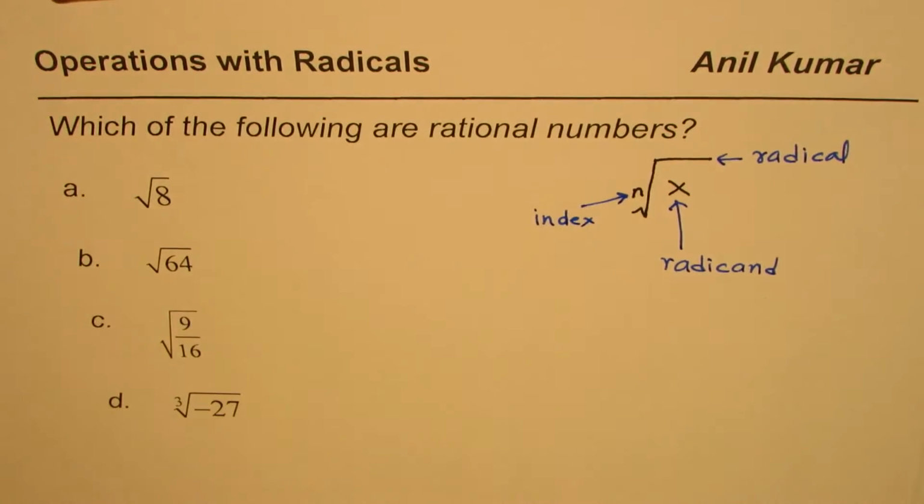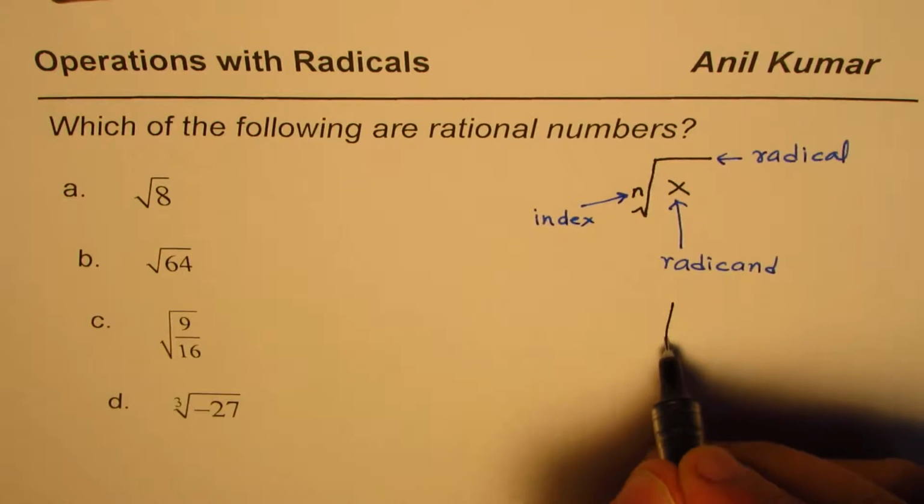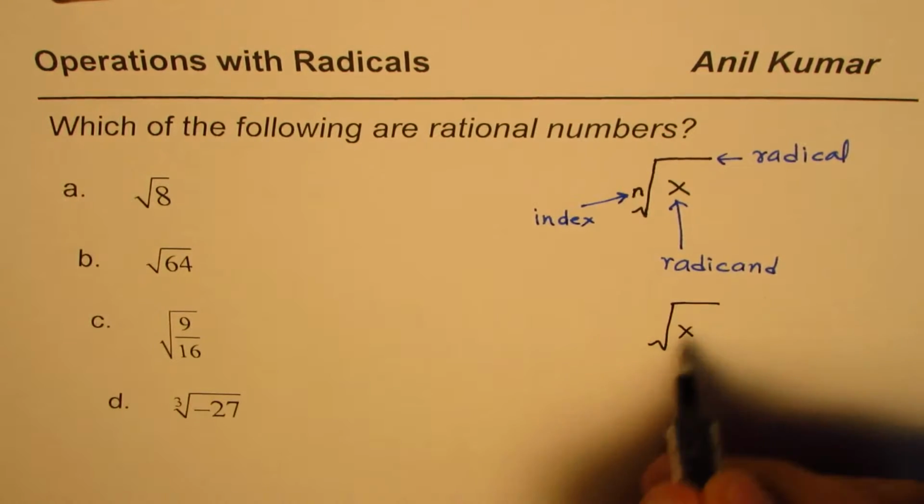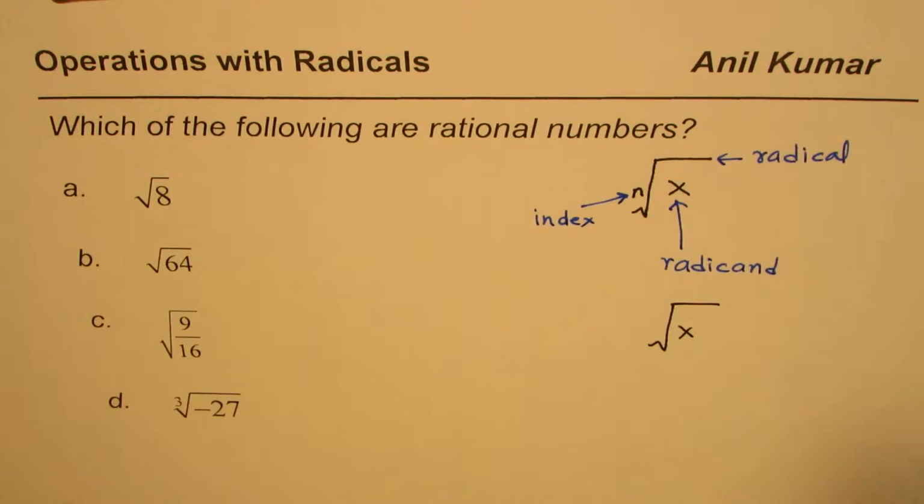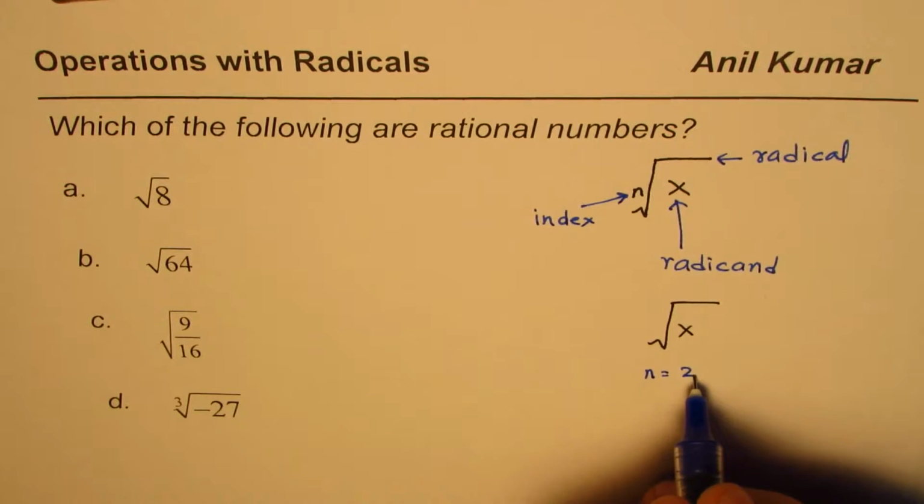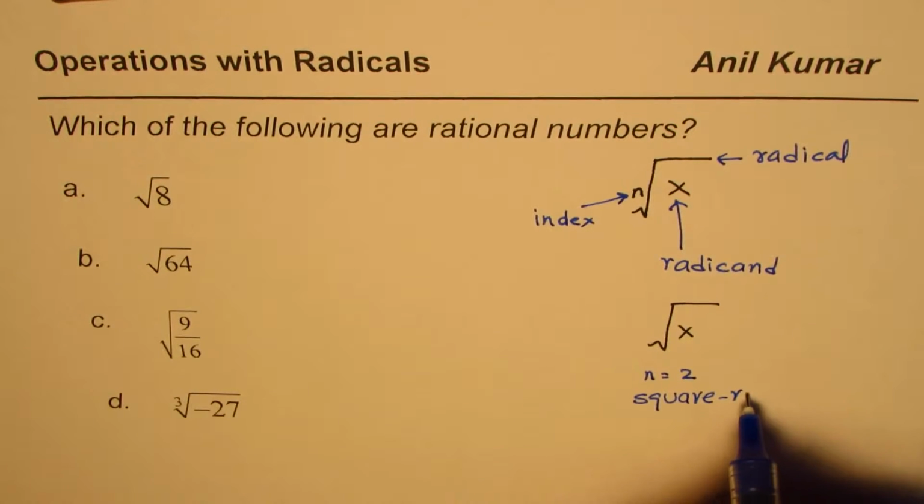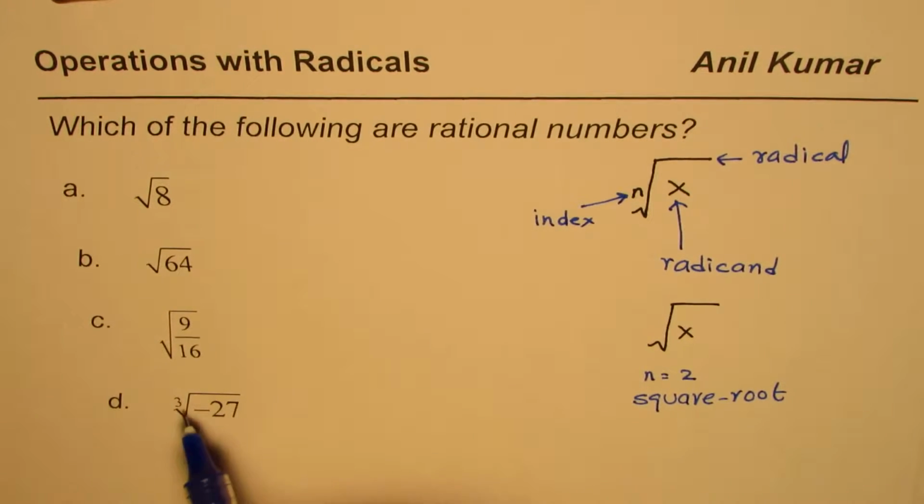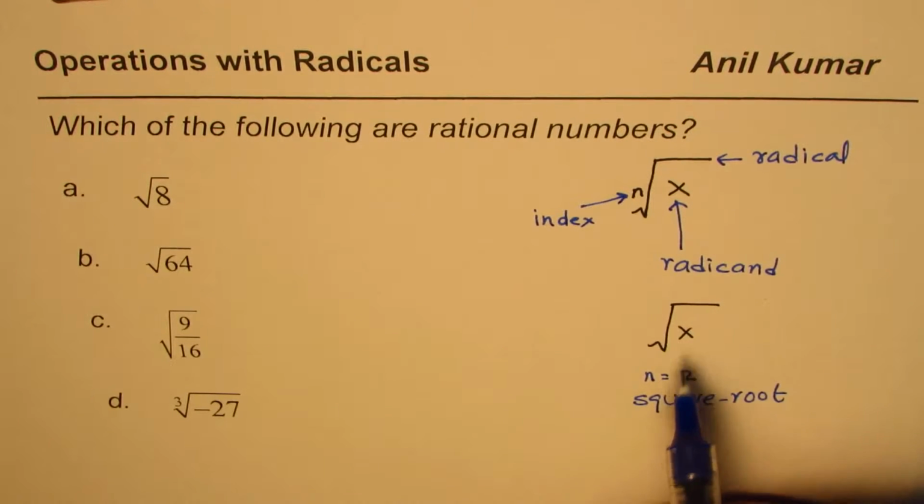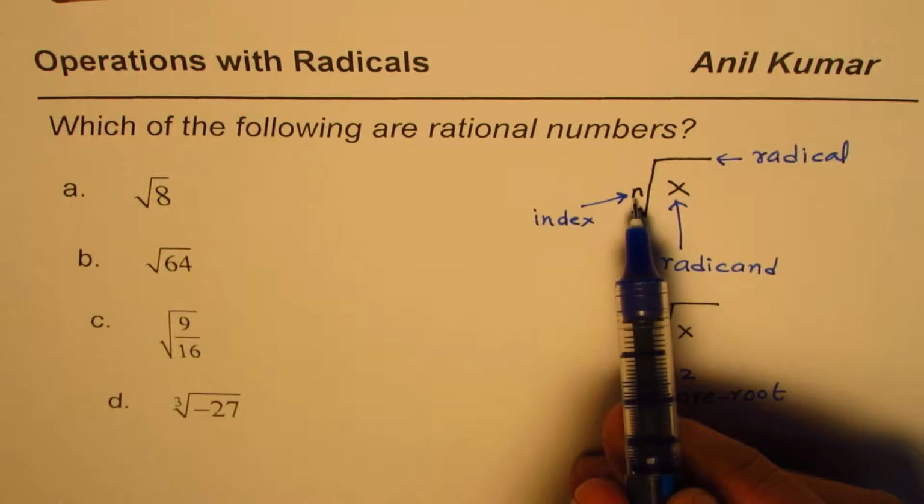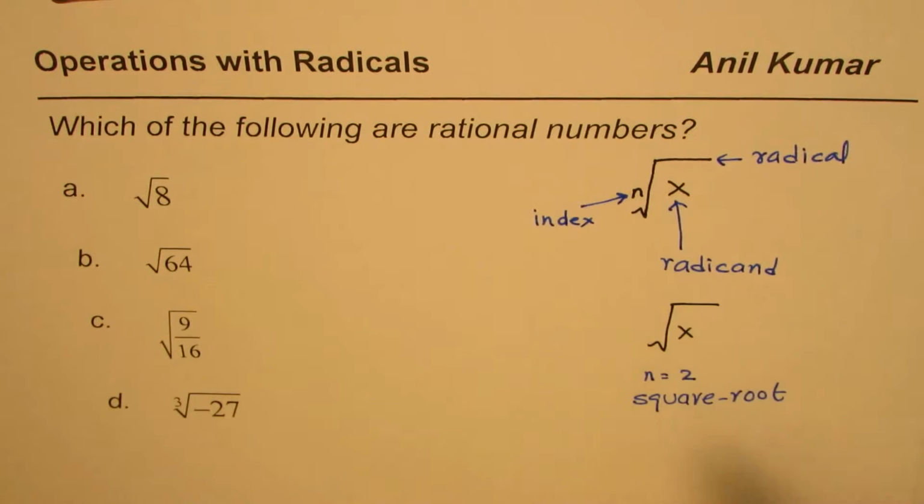Now, if I simply write it like this, in this case n is equal to 2, so we say this is a square root. If I write 3 here, then it becomes a cube root. If I write 4, it becomes the fourth root, and so on. So the radicals are also given names with the help of the index. The index really defines the radical.